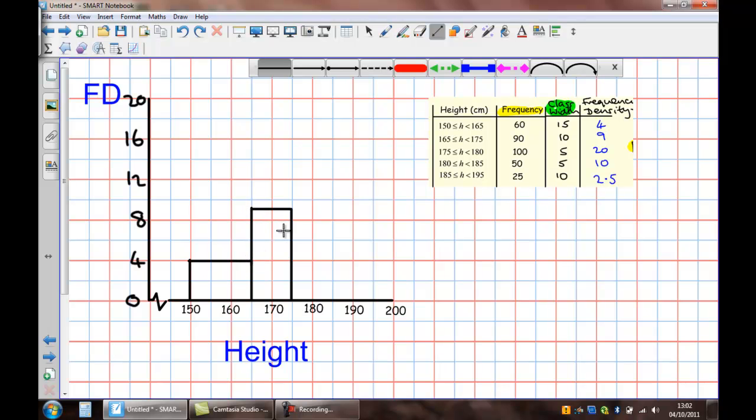This would be easier if you had graph paper or smaller squares perhaps. Next one, 175 to 180, is a bar with a frequency density of 20, so only taking it up to 180 this time. It's a narrow bar. That one goes there. Next one, 180 to 185, it's going to be 10, so that's there. And then the last bar goes from 185 to 195, has a frequency density of 2.5, so that's 2, that would be 3, so 2.5 will be there.